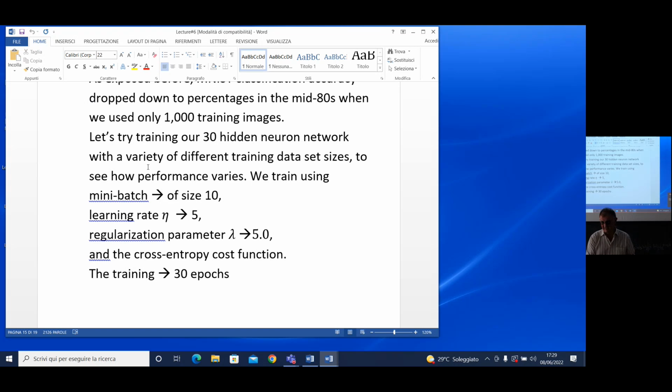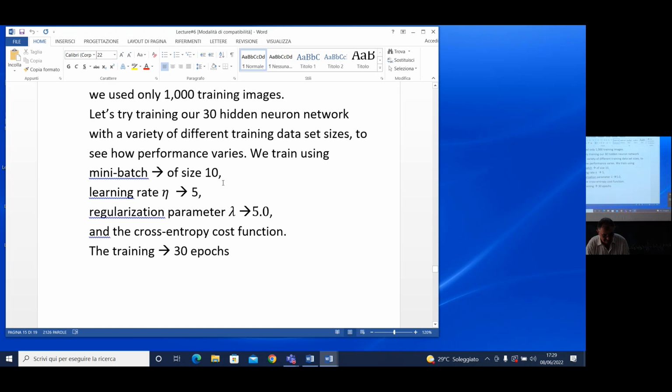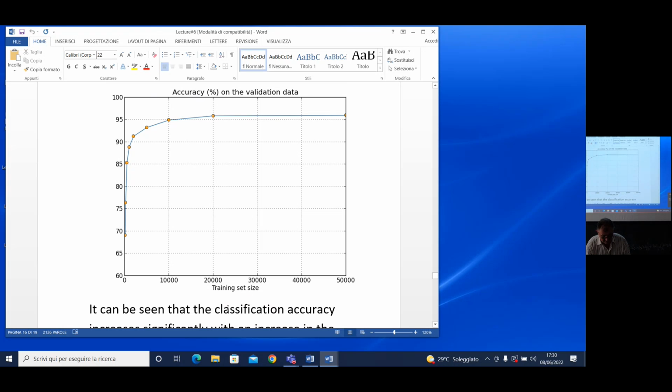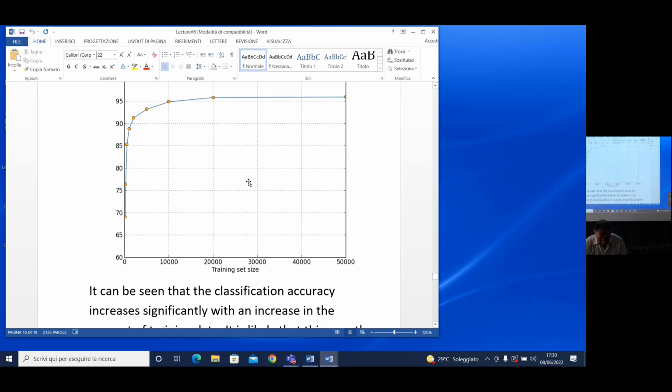Let's try training our 30 hidden neuron network, with 800-something inputs for pixels and 10 outputs to decide which number we recognize. We train using a mini batch of size 10, learning rate eta equal to 5, regularization parameter lambda equal to 5.0, and the cross entropy cost function, training for 30 epochs. Here we use 10,000, 20,000, and so on up to 50,000 data, and the accuracy goes up to about 96% at 50,000.